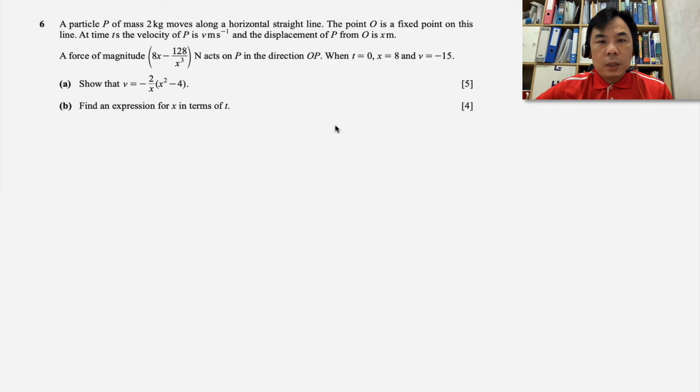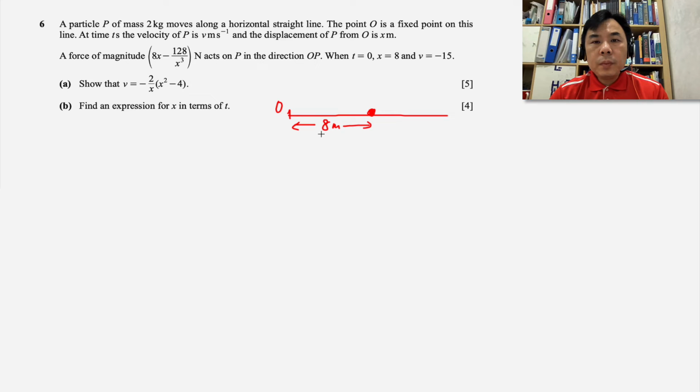All right. So let's start by drawing the diagram out to see what we are looking at. So first of all, we are looking at a fixed point O here. Okay, so the particle initially, when t is equal to 0, is somewhere here based on the diagram. So we have 8 meters. Alright, and then the object has an initial velocity of negative 15, so most probably it's going to move towards O in this case. Right, and then with a certain velocity given as v, and then there's a force acting on P in the direction. So the force that is actually acting on P is in this direction, and this is the only force that is acting on the object.